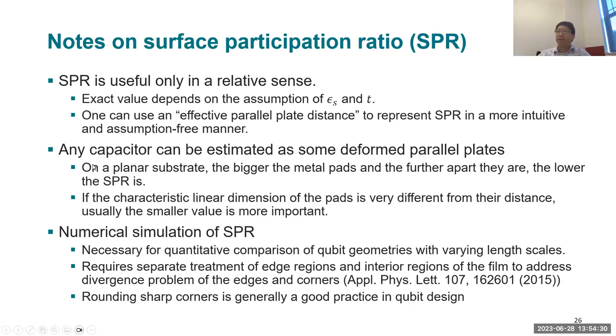Also, a good idea to think about SPR is to consider any capacitor as some kind of deformed parallel plates. The rule of thumb is that if you have a planar substrate, the bigger the metal pads and the further away they are, the lower the SPR is. If these two dimensions differ a lot, let's say your CPW has a very large W but a very small G, then the smaller value generally is more important. You're generally limited by the smaller of G and W, whichever it is. That's just a very crude way of saying it. But oftentimes, when you make qubits, you don't necessarily have to know exactly what the SPR is, but you need a good idea that this is comparable to some other design, and this is perhaps better than the others. That's perhaps already good enough. It's a concept that you have to drill in your mind in making those designs.